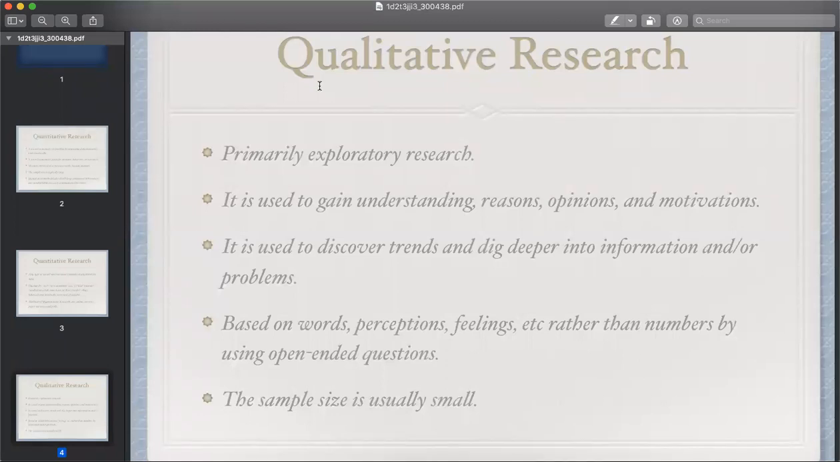So we're going to pose a question to an individual, and we'll talk about that in a little bit, and hope that they provide us with a very detailed response, because we want to be able to gauge their perceptions, their feelings about a particular topic, rather than just saying, hey, yes or no. Yes or no doesn't provide a complete response.